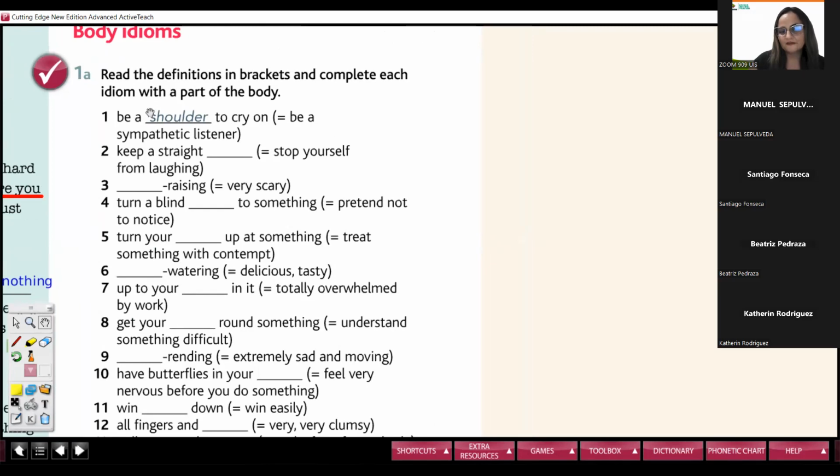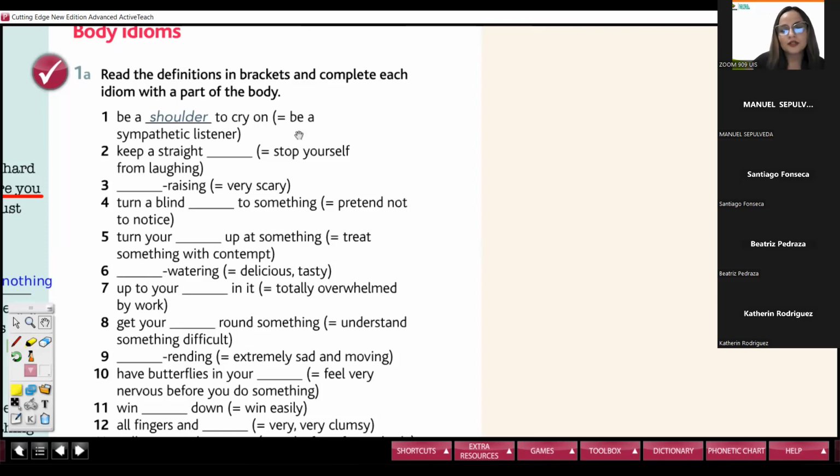In the first one we have, be a shoulder to cry on. I think we already checked this one before. And this one means to be a sympathetic listener, to support another person when they are experiencing something bad in life. So you can say something like, Beatriz is my shoulder to cry on. She's always by my side. She's a person who will always support me.